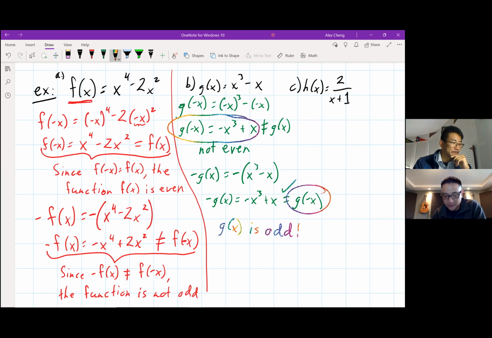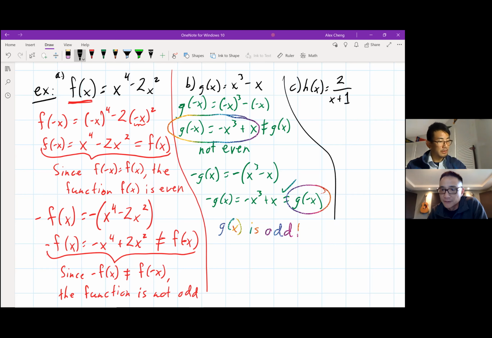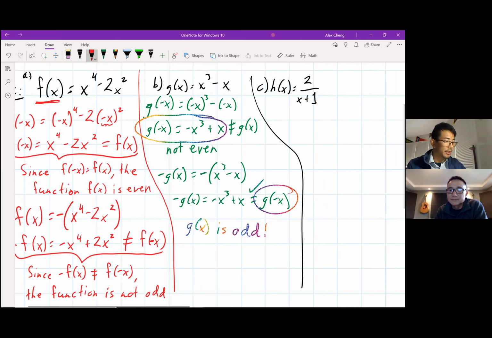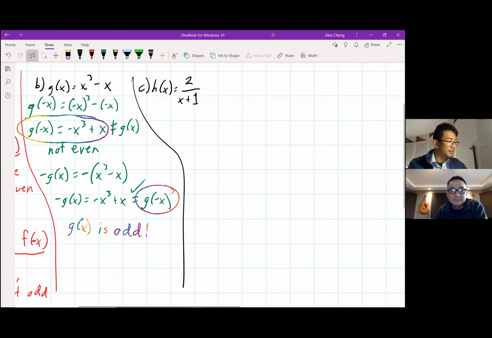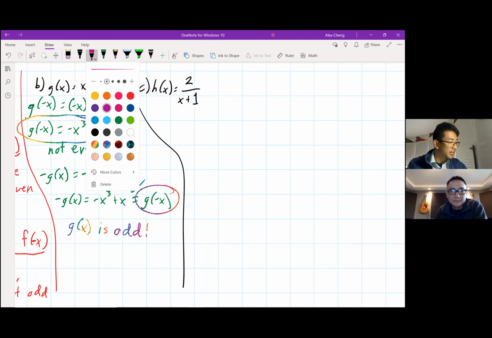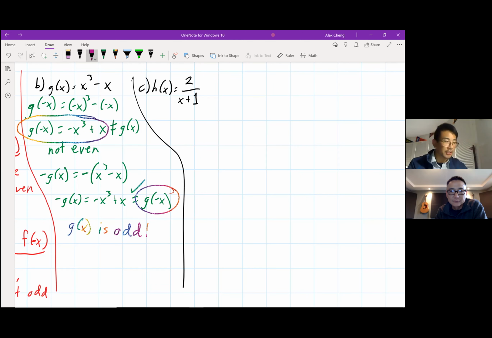Okay, that leaves us with the last one, h of x. You want to go ahead and do that one too? Yeah, for sure. So I'll plug in negative x. We'll do this one in a different color, magenta or a purplish color. So let's see, h of negative x here is going to be 2 divided by negative x plus 1.